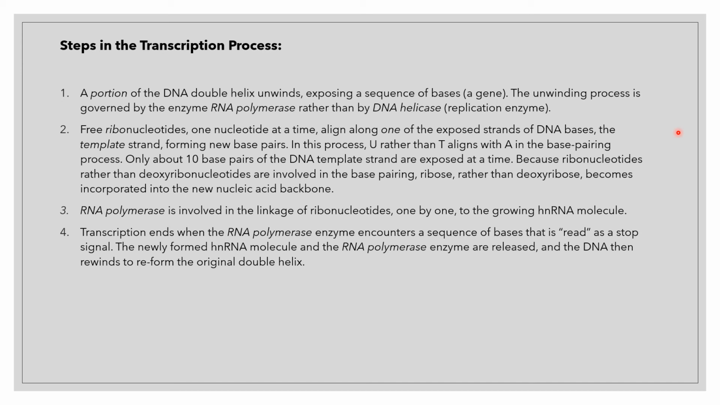Because ribonucleotides rather than deoxyribonucleotides are involved in the base pairing, ribose rather than deoxyribose becomes incorporated into the new nucleic acid backbone, because we're already talking about RNA. So the pentose sugar must be ribose. Third, RNA polymerase is involved in the linkage of the ribonucleotides, one by one, to the growing hnRNA molecule.